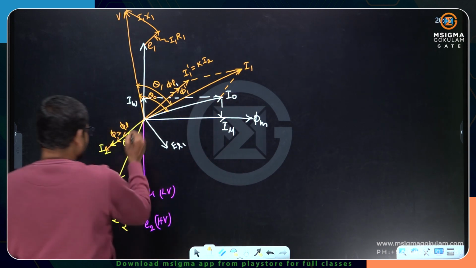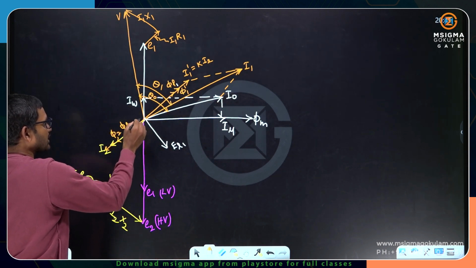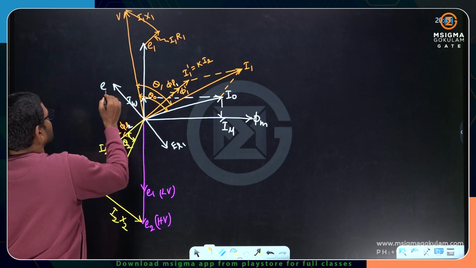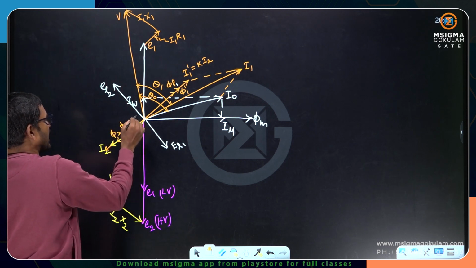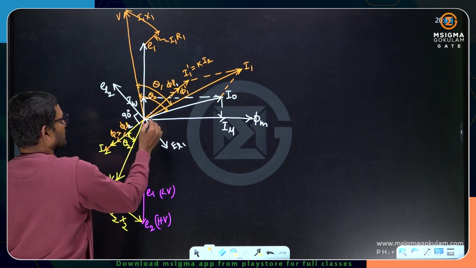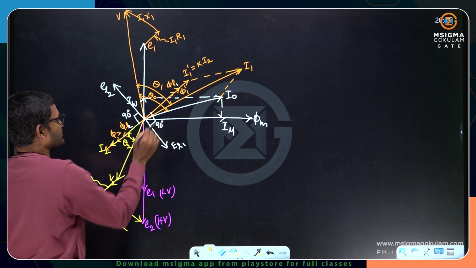Similarly, leakage flux component on the secondary phi L2. Now the leakage induced EMF is going to lag with respect to the leakage flux by 90 degrees. Here also, it is going to lag with respect to flux by 90 degrees.